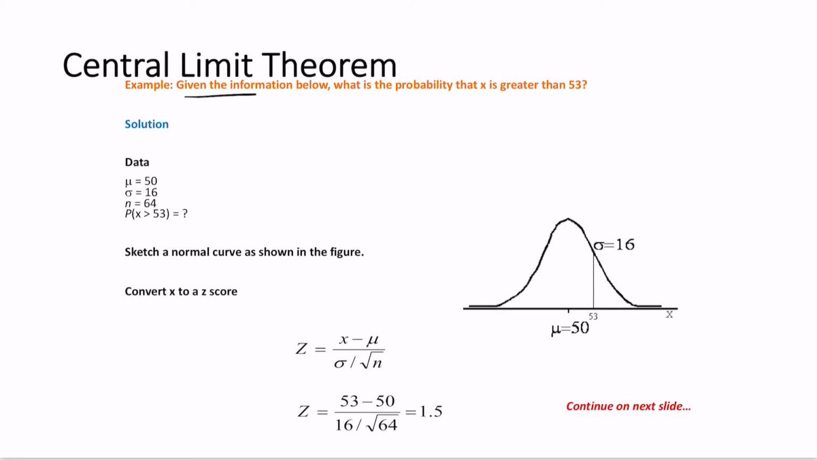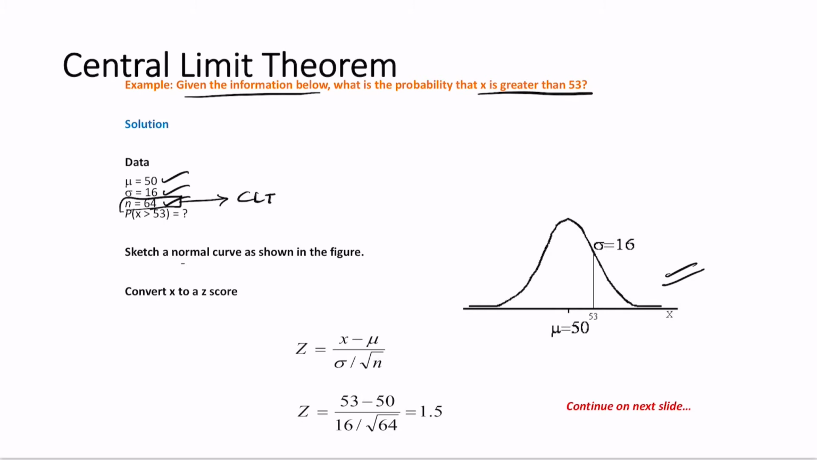Here they are asking, given the information below, what is the probability that x is greater than 53? They have given mu 50, sigma is 16, n equal to 64. Notice that n equal to 64 means that we can use CLT. Now they are asking you to sketch a normal curve. So this is the sketch of the normal curve. How do you convert the x to z value here? How do you find the z value?